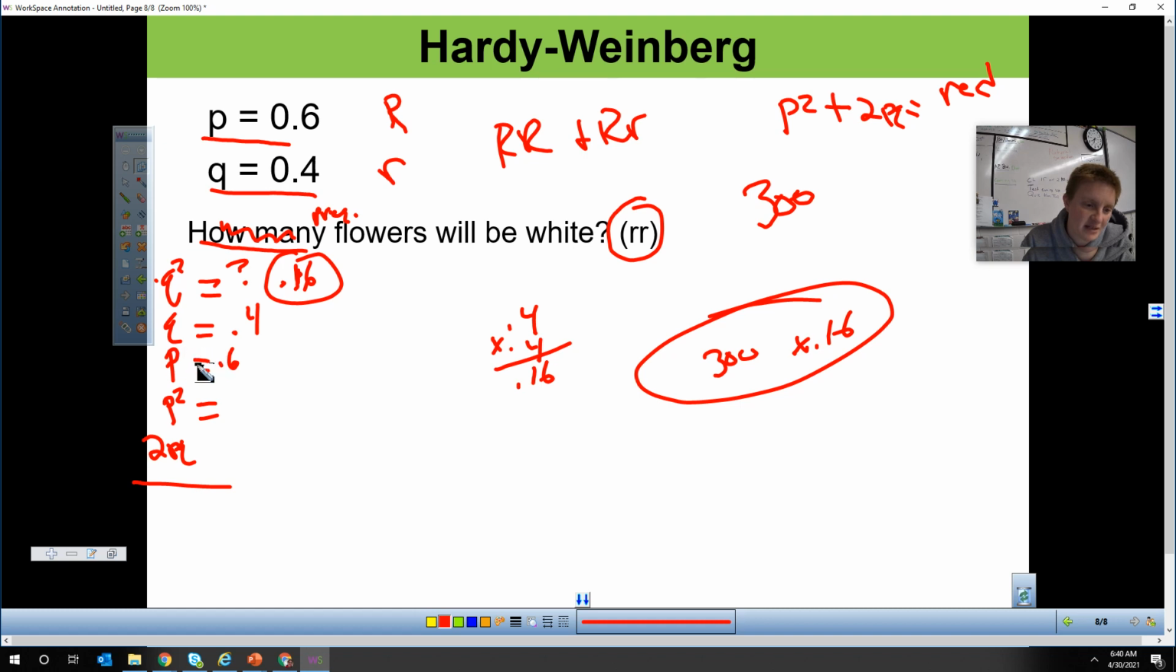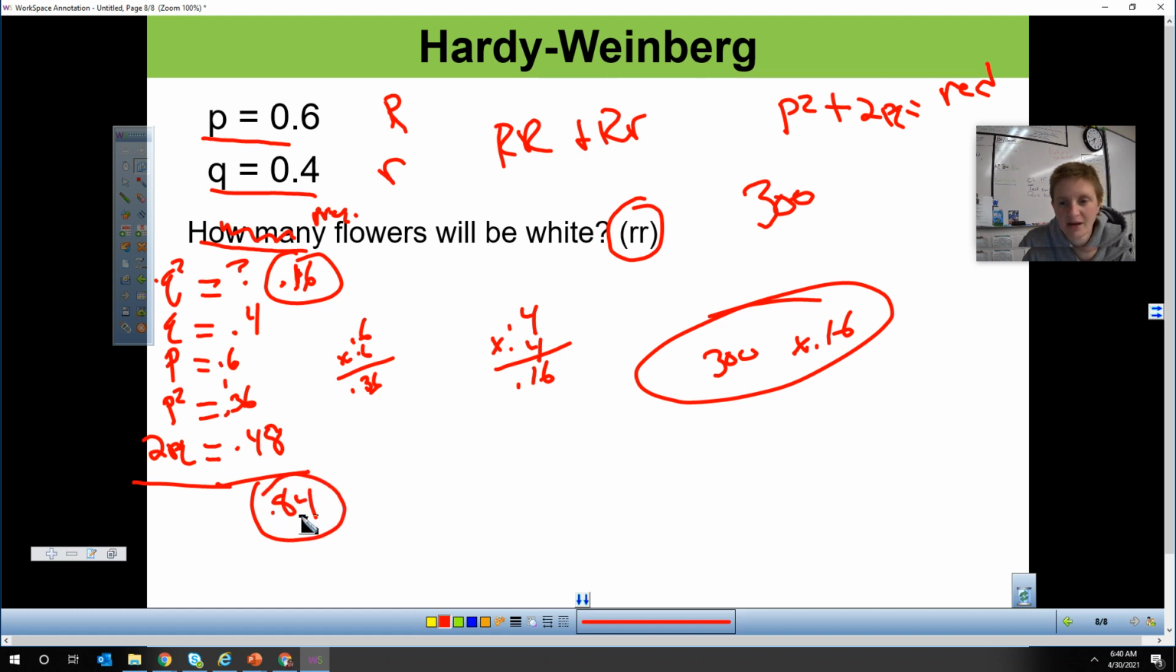So anyway, to figure out p squared, well, you just square that. So 0.6 times 0.6 is just 0.36. 2pq is just 2 times p times q, so 0.4 times 0.6 is 0.24, times 2 is 0.48. All right, and so to figure out the total number of red flowers, you just add these guys together. 0.36 plus 0.48, that's 0.84. So 84% will be red flowers and 16% will be white flowers.